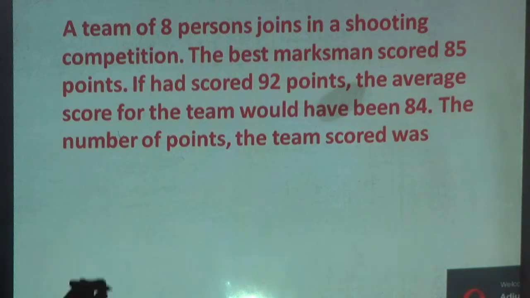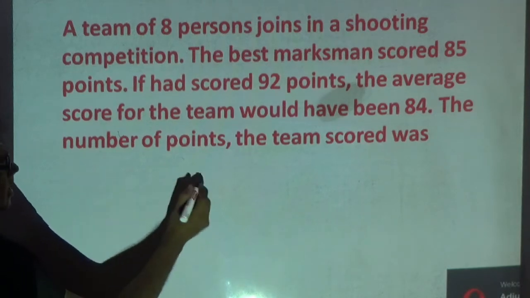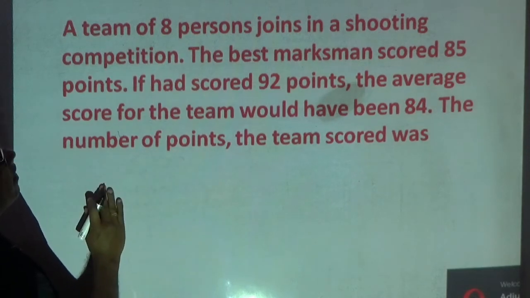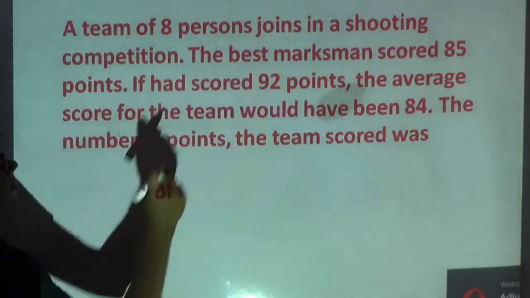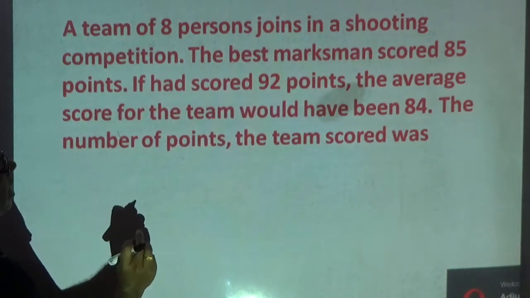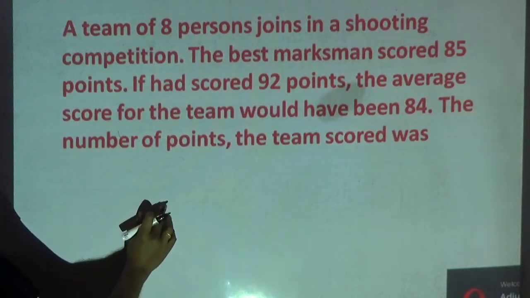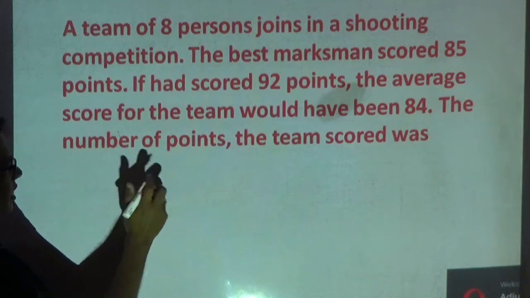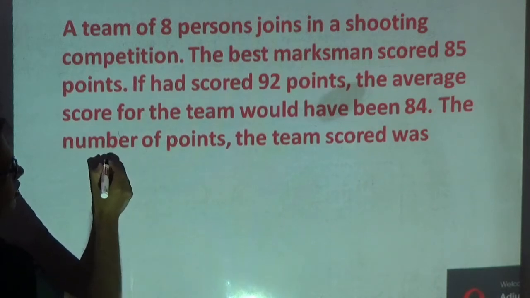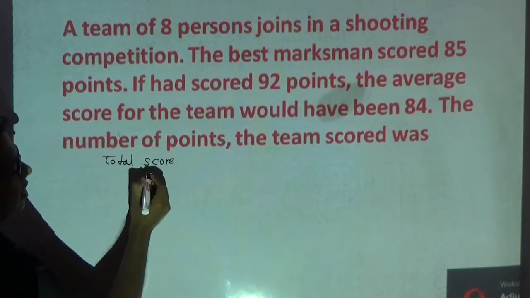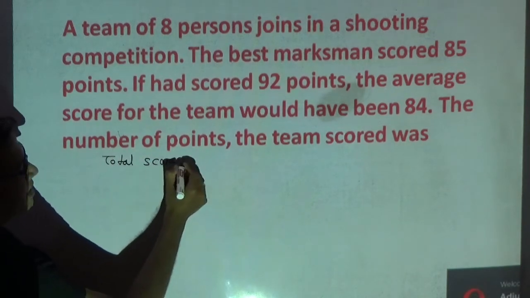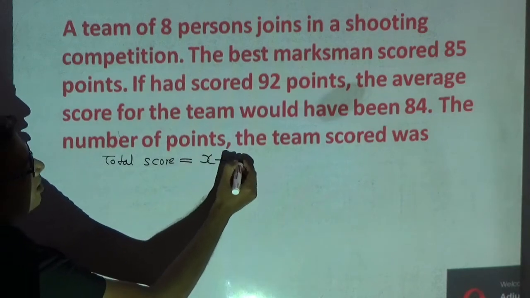Okay, please observe here. There are 8 people. Among the 8 people, there is one person, he is the best marksman. That means he is the best scorer. Of all the 8, he scored what? 85. Okay, there are 8 men, so the total score I am going to take as X plus 85.